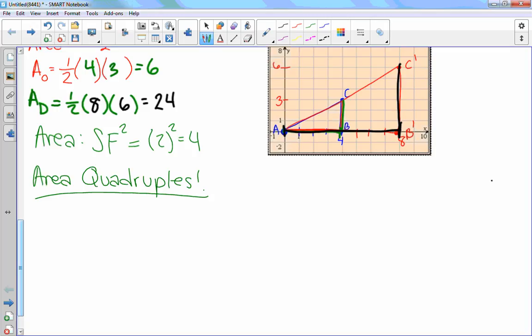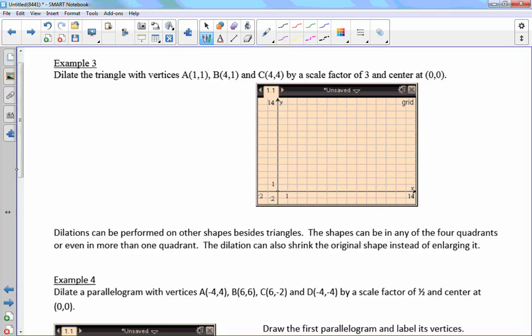Okay? So, flip it over, please. Let's look at the next page. Okay, dilate. This is up here, there it is. Dilate the triangle vertices A, B, and C. So first thing you need to do is plot the vertices. Plot A, B, and C.